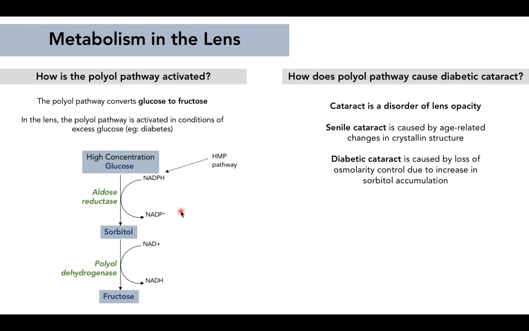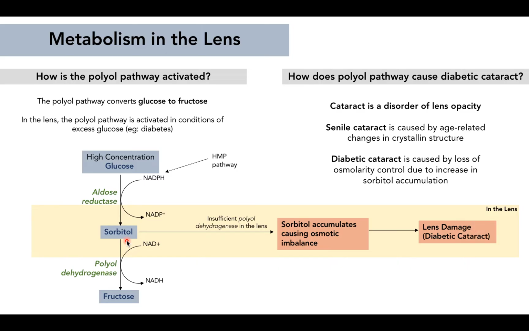Well, first of all, you need to know that cataract is a disorder of lens opacity. Although there are different kinds of cataract, when we talk about diabetic cataract, this is caused by a loss of osmolarity control due to an increase in sorbitol. So the reason why there's a lot of sorbitol accumulation in the lens is because when we have a lot of glucose in the lens, then a lot of it will be converted into sorbitol.